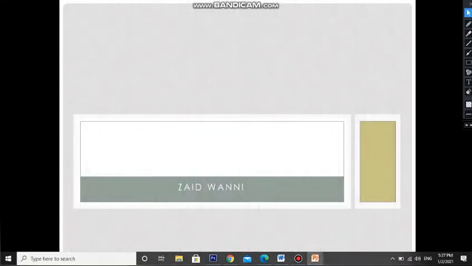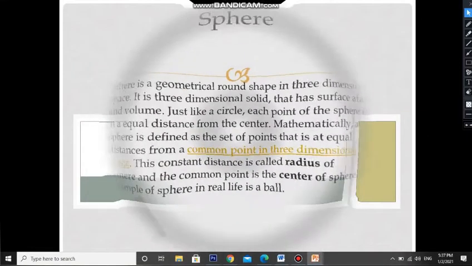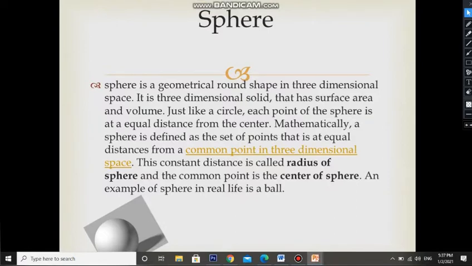So now I want to speak about the sphere. First of all, what is a sphere? A sphere is a geometrical round shape in three-dimensional space. It is a three-dimensional solid that has a surface, area and volume, just like a circle. Each point of a sphere is at equal distance from the center. Mathematically, a sphere is defined as the set of points that are at equal distance from a common point in three-dimensional space. This constant distance is called the radius of the sphere, and the common point is the center of the sphere. An example of a sphere in real life is a ball.